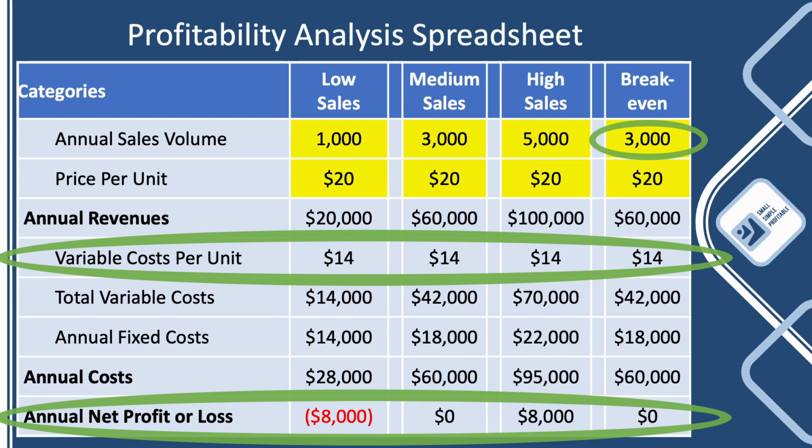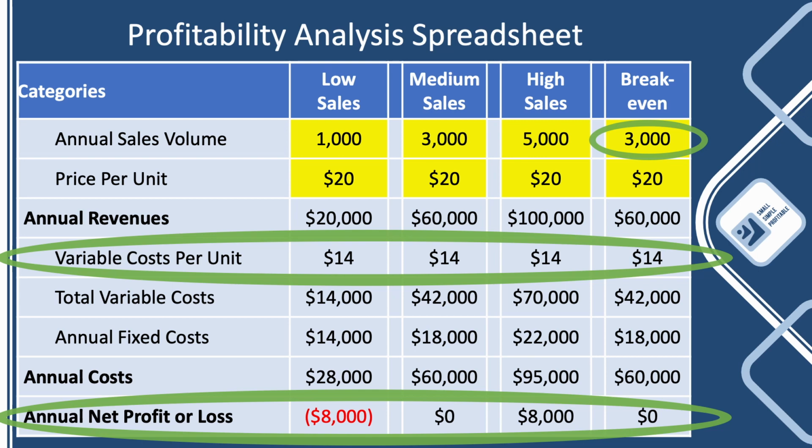Let's look at what happens when we decrease our variable costs per unit from $15 to $14. Since the variable cost in this example was the hourly wage of our part-time employee, what we're really doing is decreasing that person's wage from $15 an hour to $14 an hour. Let's see how making this one change affects the annual net profit or loss row.